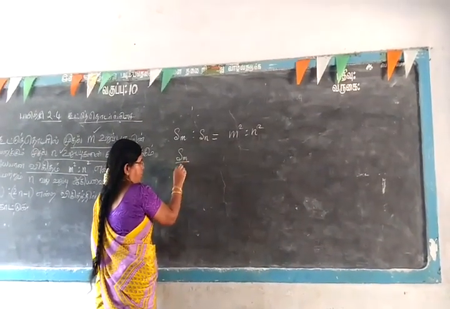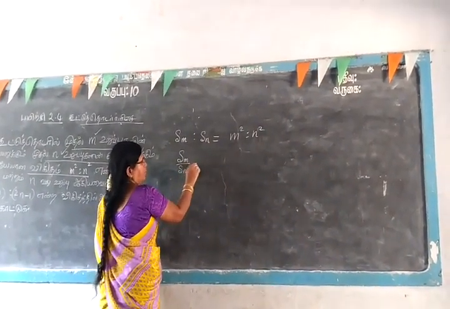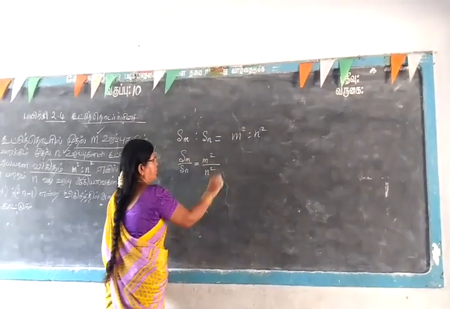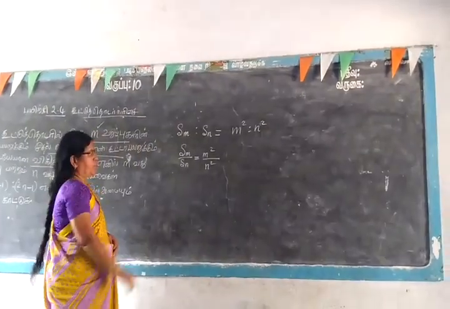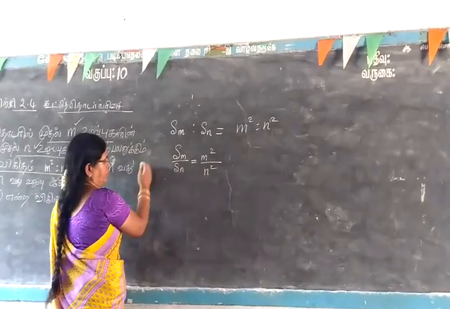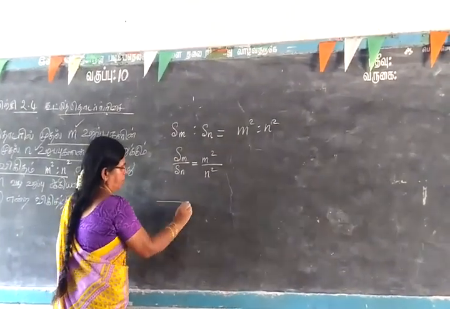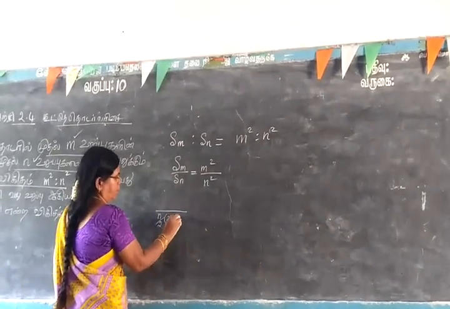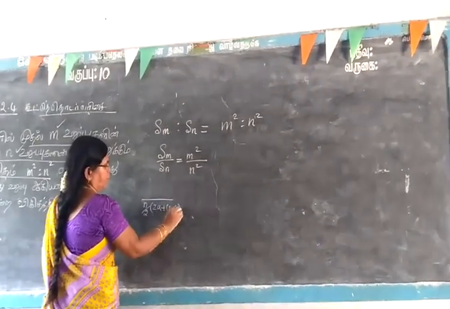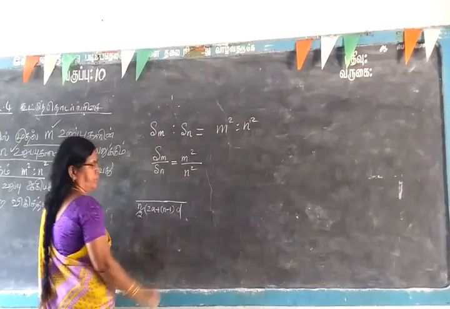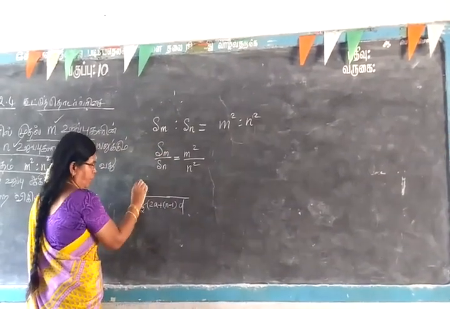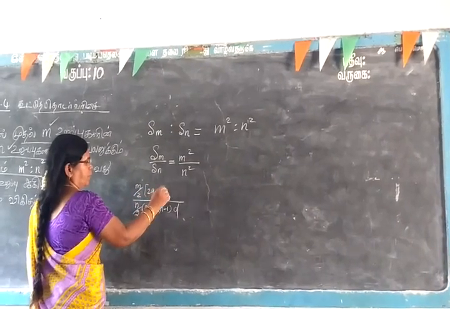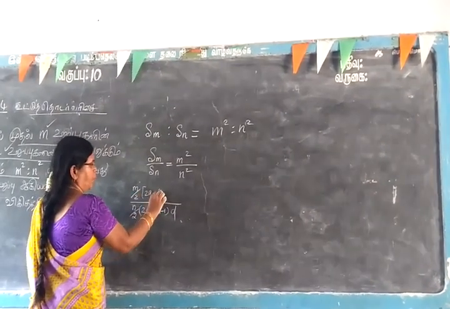That is Sn by Sn equal to m square by n square. அப்ப Sn வந்து பார்மா இருக்கு. நம்ம Sn பார்மா ஈஸியா தெரியும். n by 2 2a plus n minus 1 into d. So m பார்மா m by 2 2a plus m minus 1.